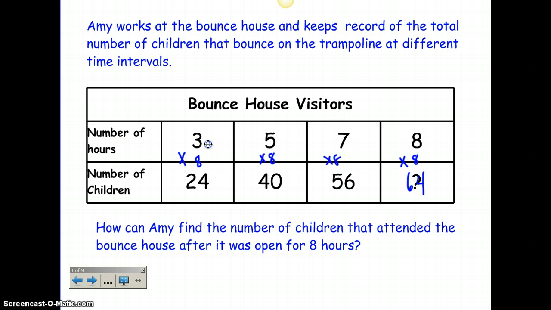If I went across, there was no relationship or pattern between these numbers because 3 to 5 is 2, but 7 to 8 is 1. There was a pattern here, and it skipped counting by 8, but you couldn't figure that out because it went 24 to 40 to 56 to 64. So there was a jump here, so you had to find the relationship between these two numbers.